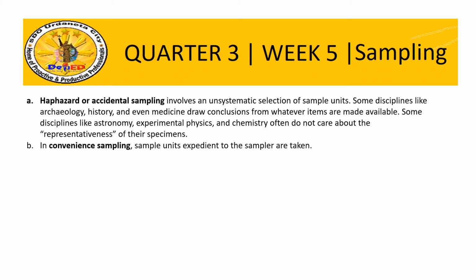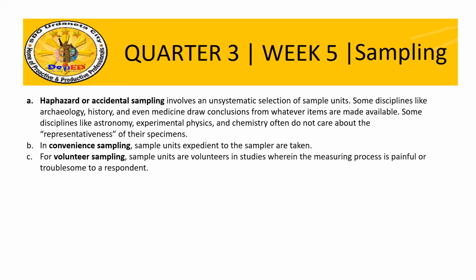So next, we have convenience sampling. Sample units expedient to the sampler are taken. So here, you can select your sample respondents to the extent to which you are convenient with, for example, your friends or anyone who is more accessible.